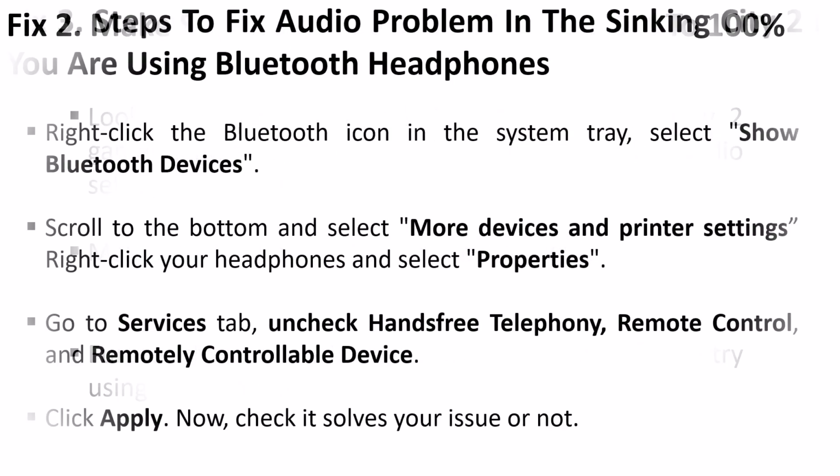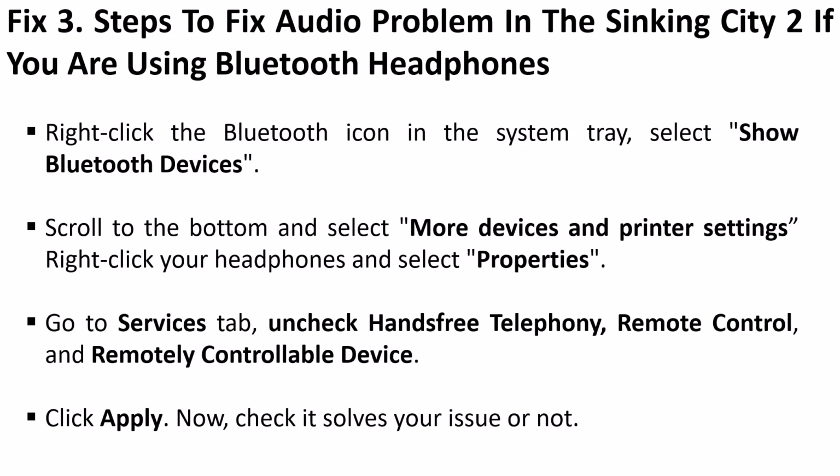Fix 3: steps to fix sound or audio problem in the Sinking City 2 game if you are using Bluetooth headphones. So right click on the Bluetooth icon in the system tray, select show Bluetooth devices, scroll to the bottom and select more devices and printer settings. Right click your headphones and select properties. Now go to services tab and check hands-free telephony, remote control and remotely controllable device. Then click on apply and then relaunch the game and check.